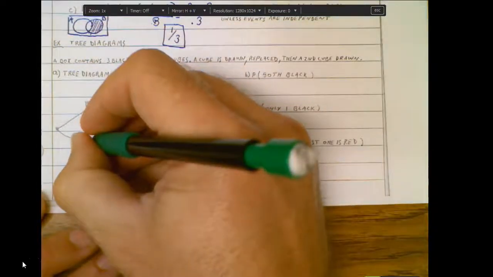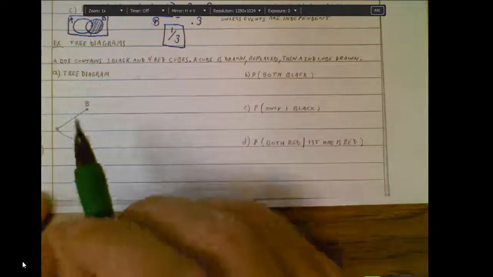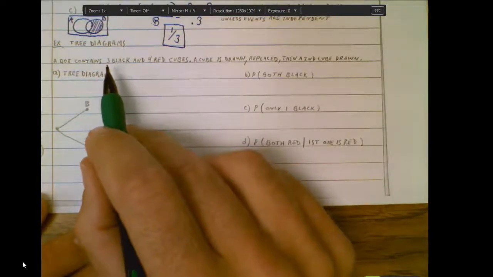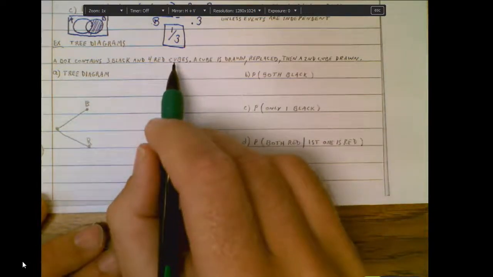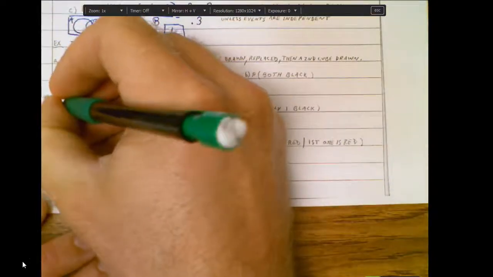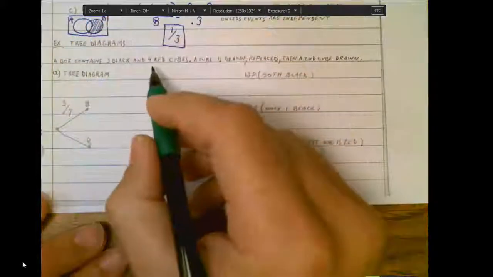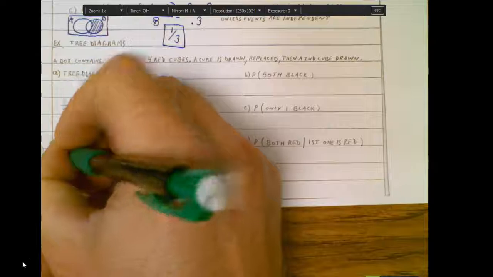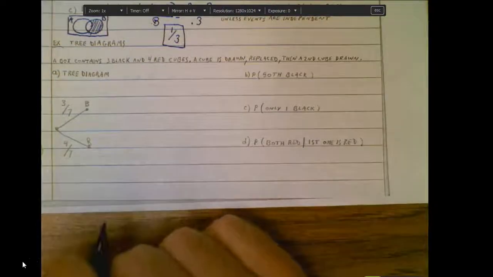So we know what our tree represents. It could either be black or red. Well, what's the probability that I get a black cube? There are 3 of those out of 7 cubes. So 3 out of the 7 are black. The other 4 out of the 7 are red. And that's our first event.